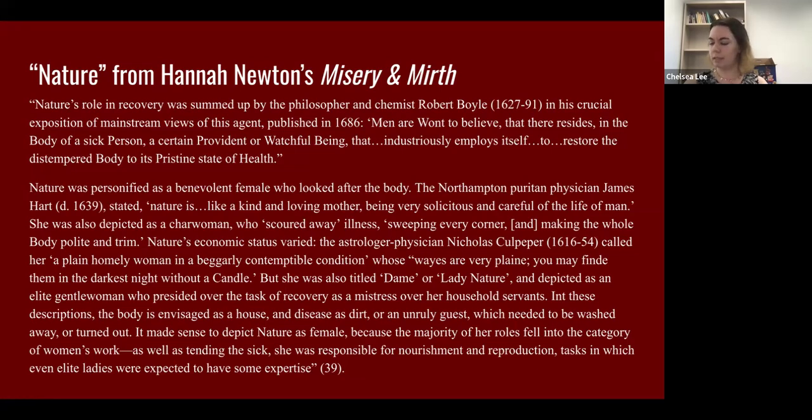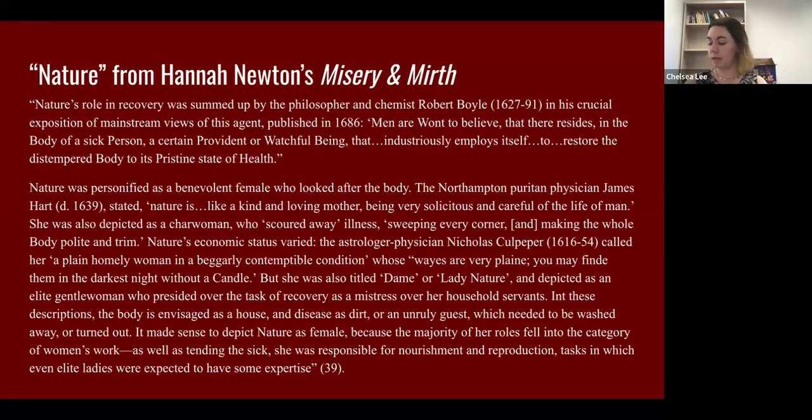Later, Newton explains that this watchful being was often characterized by a particularly feminine gender. Quote, "nature was personified as a benevolent female who looked after the body, and the Northampton Puritan physician James Hart stated, 'nature is like a kind and loving mother, being very solicitous and careful of the life of man.' She was also depicted as a charwoman who 'scoured away illness,' sweeping every corner and making the whole body polite and trim."